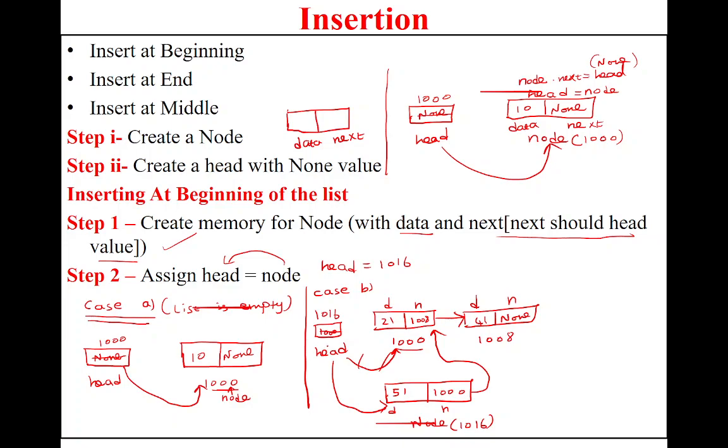Now how is the linked list? This link will be removed. Head will be connected to the newly created node. The newly created node will be connected to the 1000 node. The 1000 node is connected to the 1008. Like this, the insert operation will be done. Only these 2 lines of code are enough for insert at beginning.